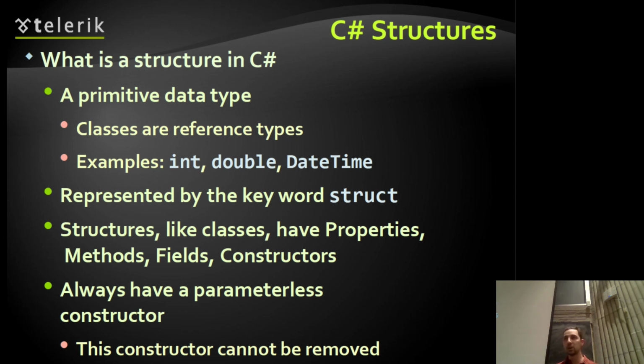Structures are very similar to classes with a few important differences. They are a primitive data type. They are represented using the keyword struct. So instead of using the keyword class, we use struct. They can have properties, methods, fields, and constructors.